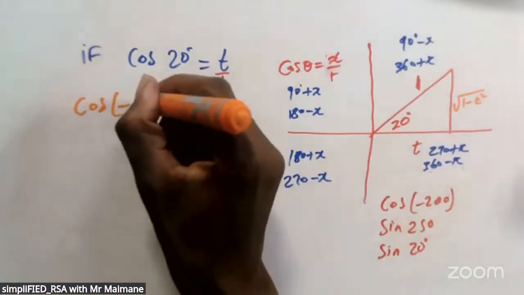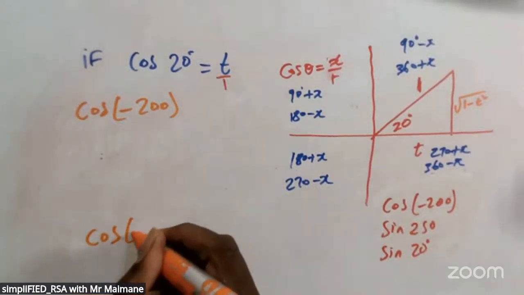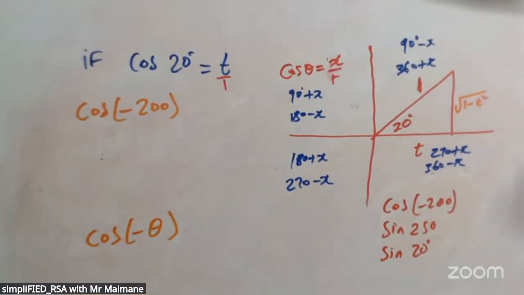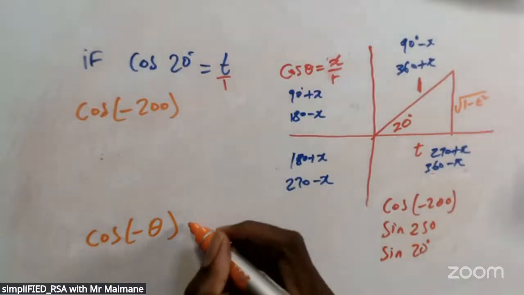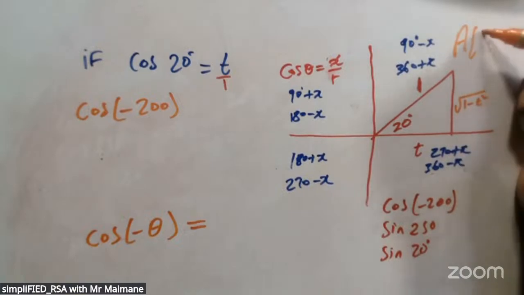Let's have cos of minus 20 degrees. Cos of minus 20 degrees should remind you of cos of minus theta. What is cos of minus theta? This is not negative cos theta. Which quadrant is negative theta? Remember, according to your story, they would say to you, all students take coffee. So quadrant 3 for 200 degrees.